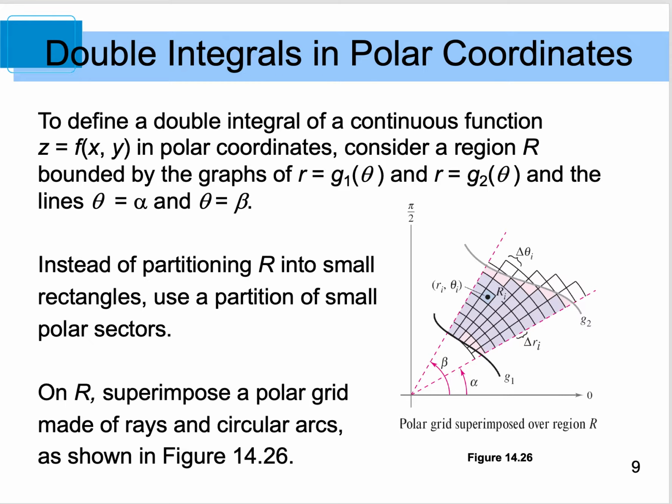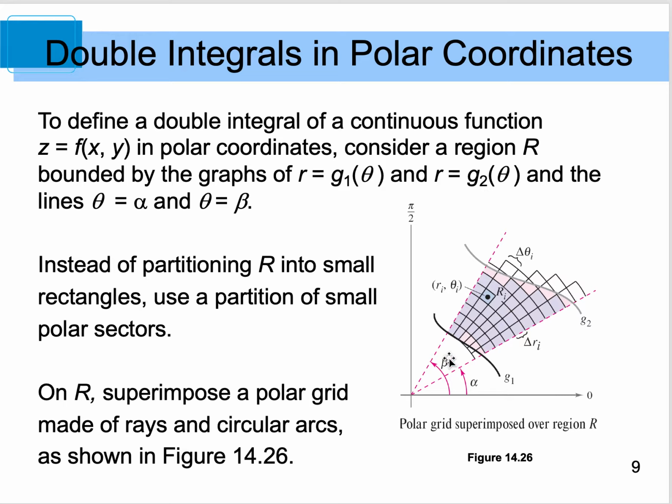To define a double integral of a continuous function, I'm going to introduce the variable z just like we did in the derivative section. And I'm going to consider the region R to be bounded by, again, two functions in theta, and the lines theta equals alpha and theta equals beta. Now, why do I have that description? Because I'm bounding it by arcs.